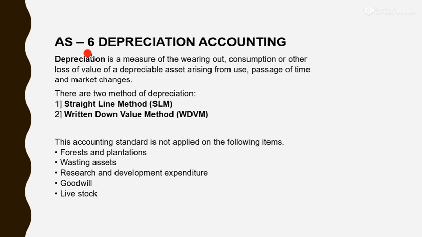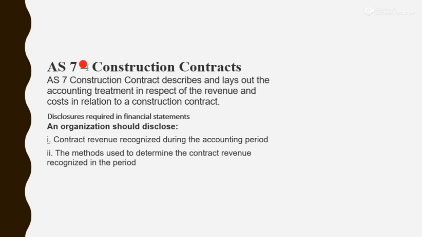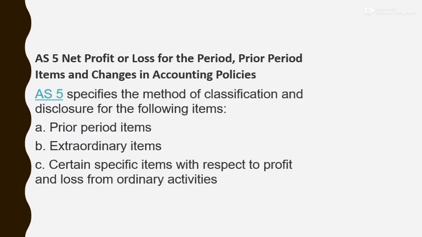Accounting standard 6, depreciation accounting. Accounting standard 7, construction contracts. Each accounting standard we will analyze. Here, accounting standard 5, net profit or loss.